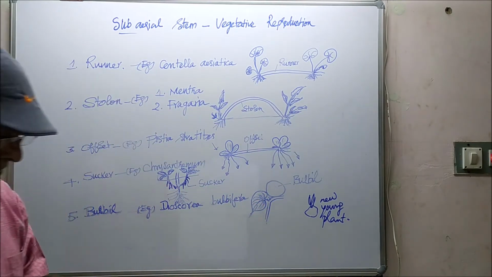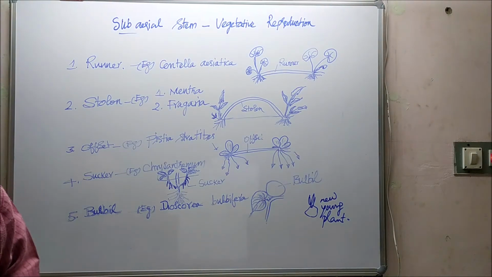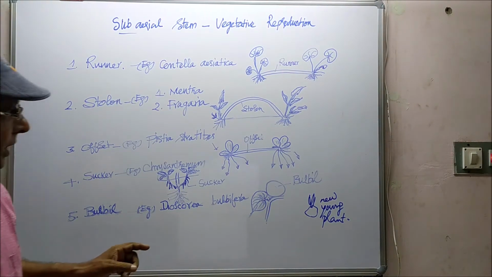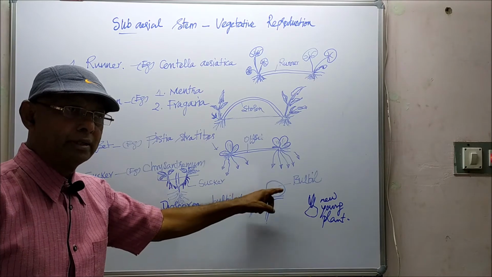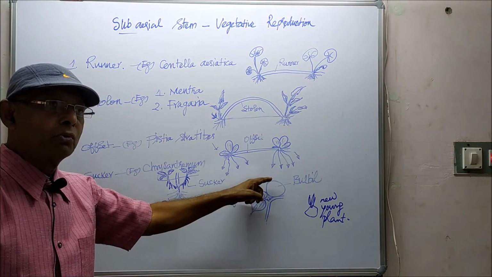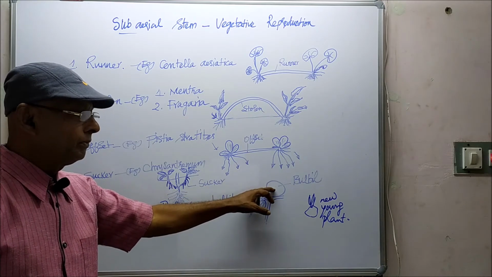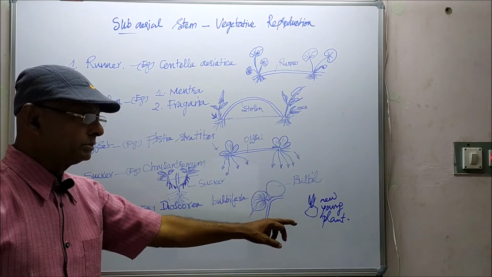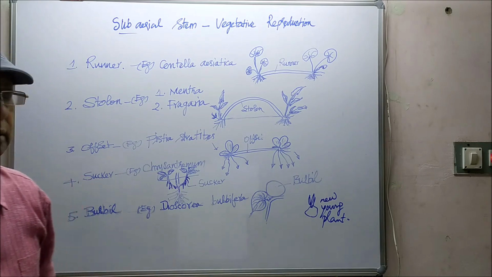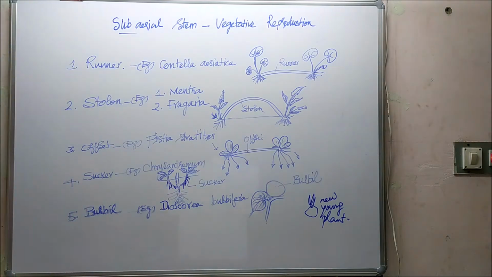So that is bulbil. What is bulbil? Bulbil is a modified axillary bud, a spherical shaped structure that stores food material. After maturity, the bulbil will fall on the ground and grow into a new plant. That is about bulbil.